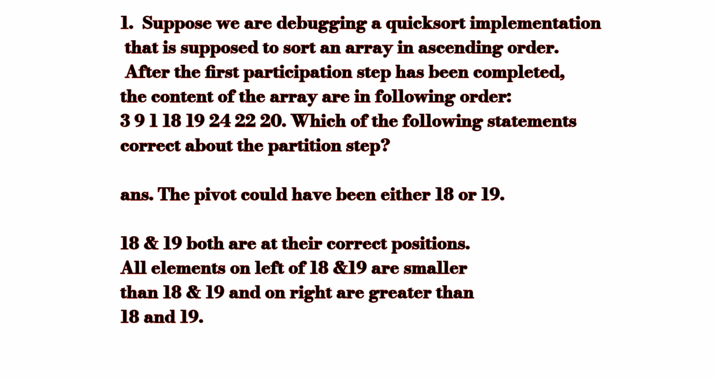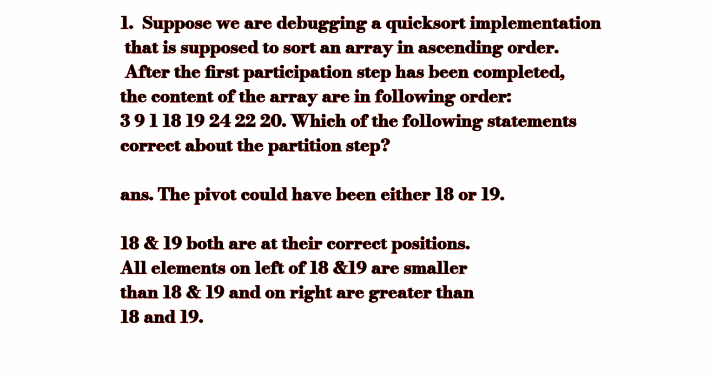Option A, the pivot could have been 18 but could not have been 19. Option B, the pivot could have been 19 but could not have been 18. Option C, the pivot could have been either 18 or 19. Option D, neither 18 nor 19 could have been the pivot.